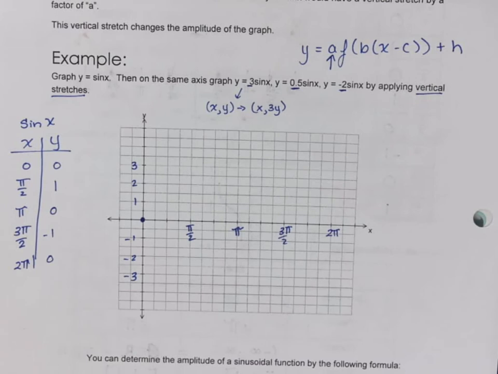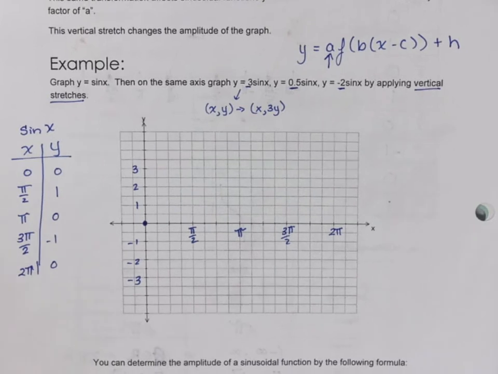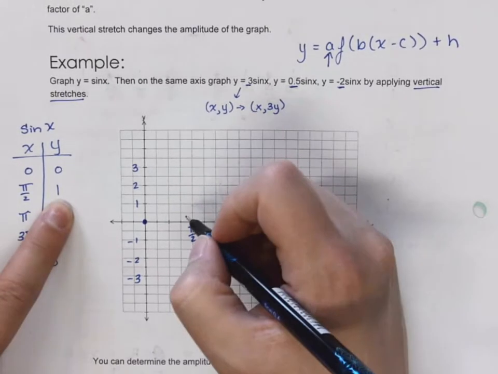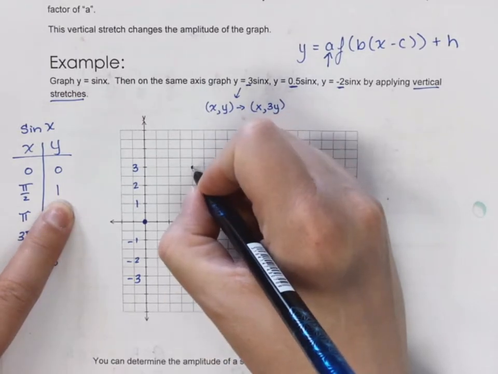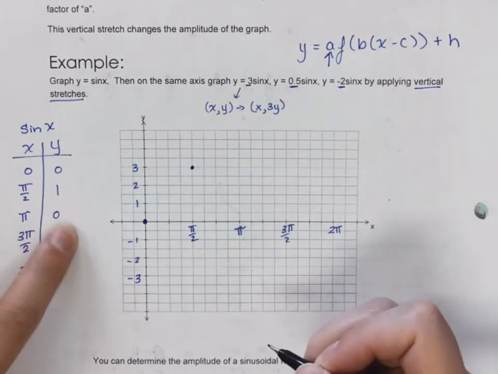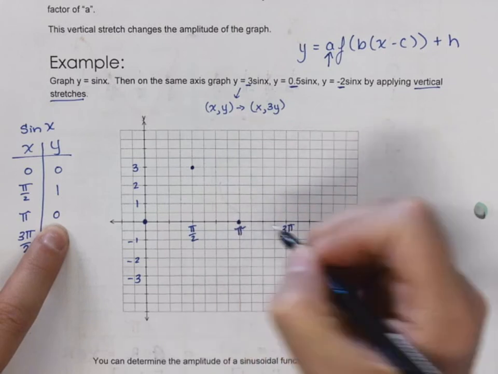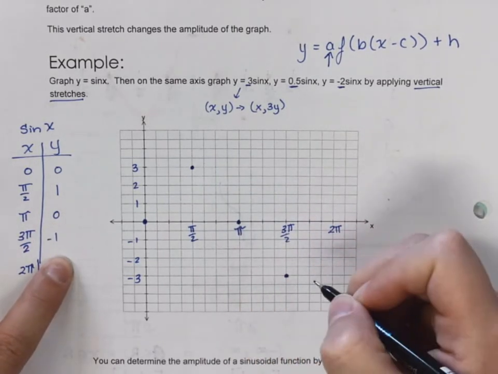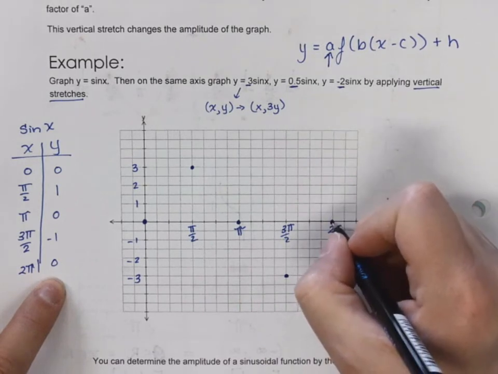If you have 3 different colors, this would be handy to use colors on this. If you don't, that's okay too. So let's get this one down, and hopefully we'll finish this. So at pi over 2, I'm going to be at 3. At pi, I'm going to be back to 0. At 3 pi over 2, I'm going to be -3. And then 2 pi is back to 0.